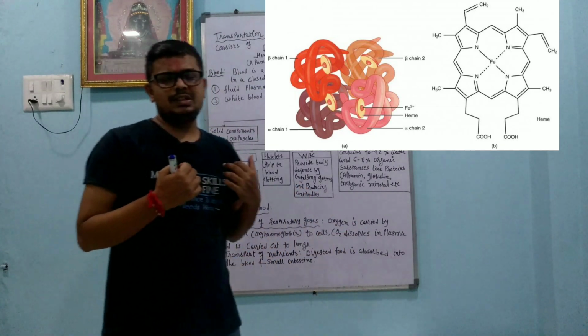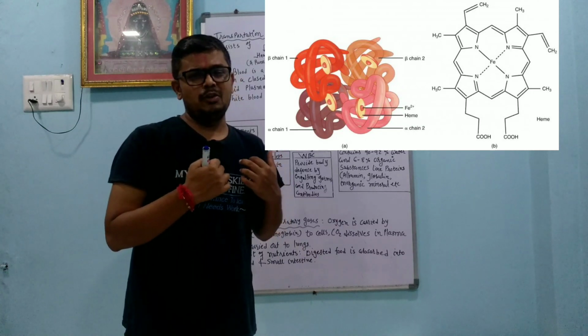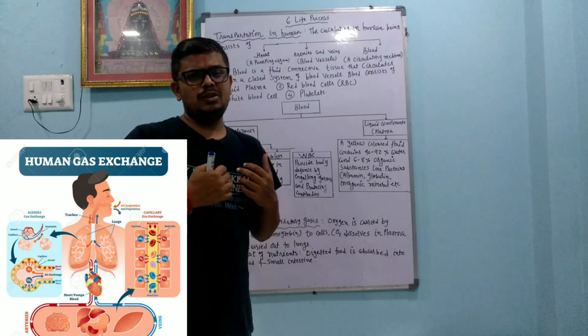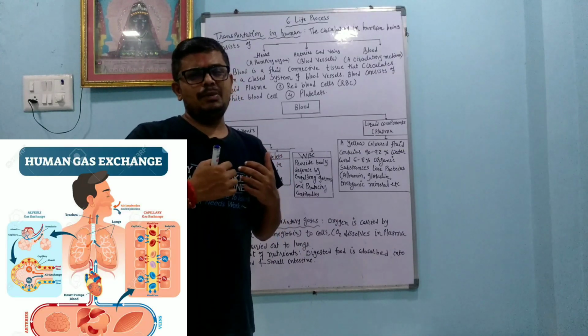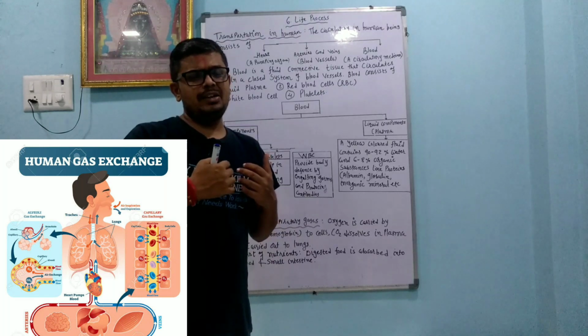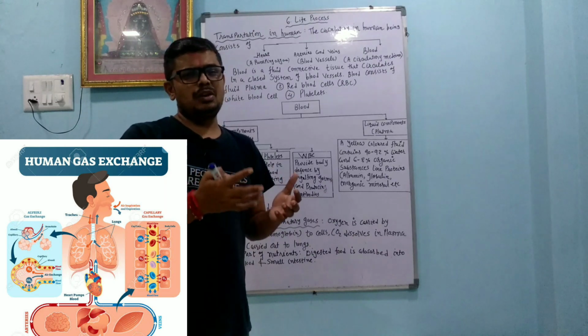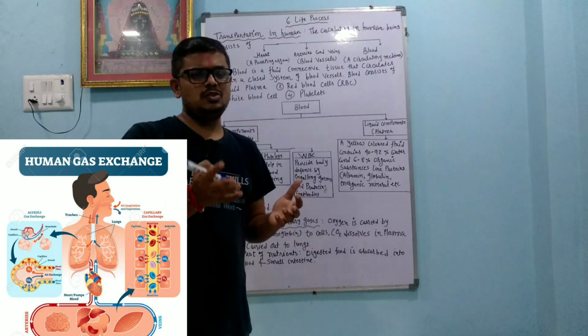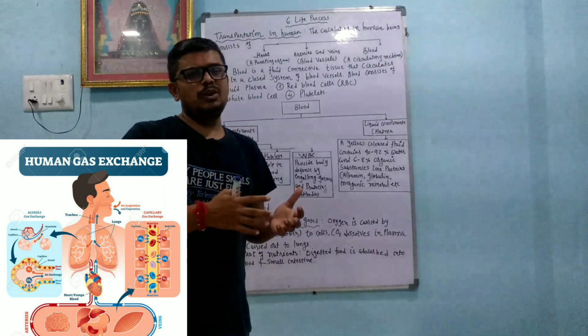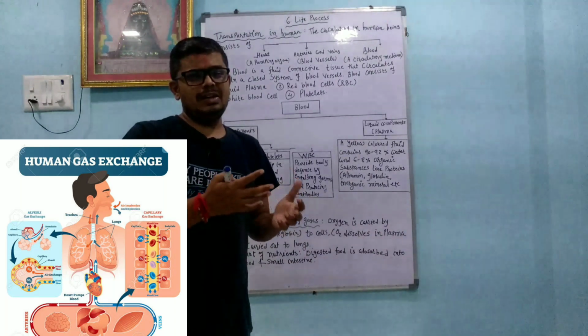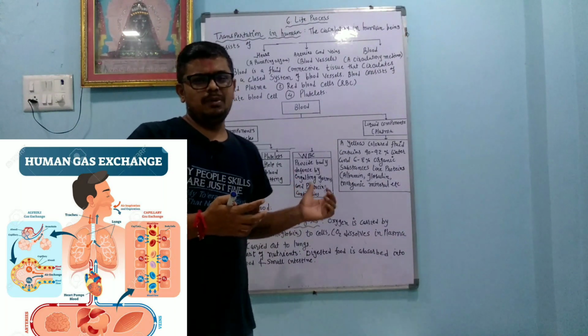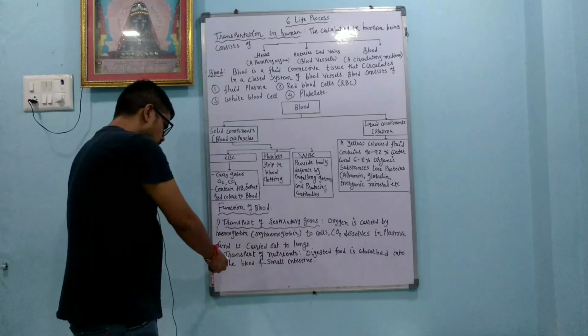Whatever oxygen enters the body through the alveoli in the lungs goes to the different blood capillaries, and that way it goes to the different organs. In the same way, whatever carbon dioxide is produced by respiration is dissolved in the plasma and goes towards the lungs. So in the exchange of oxygen and carbon dioxide, blood plays a major role.